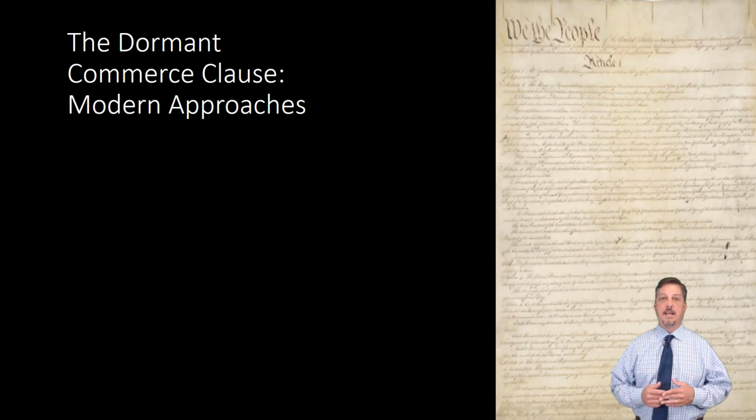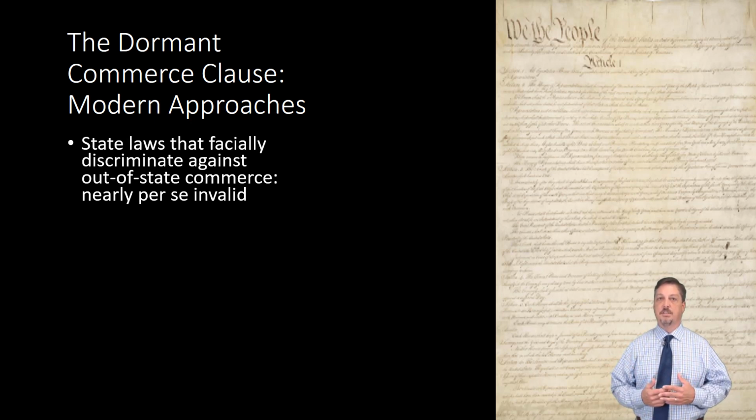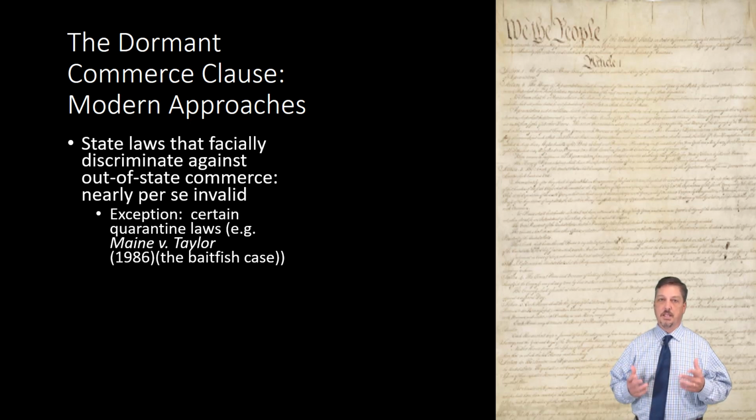The first question to ask is whether a state law facially discriminates against interstate commerce or not. If a state law does facially discriminate against interstate commerce, it will nearly always be held invalid under the Dormant Commerce Clause, unless the state can show there is no other means to advance a legitimate public purpose. The one class of cases in which the strict means-purpose test has been met concerns certain quarantine laws that restrict potentially tainted products from shipping across state lines.